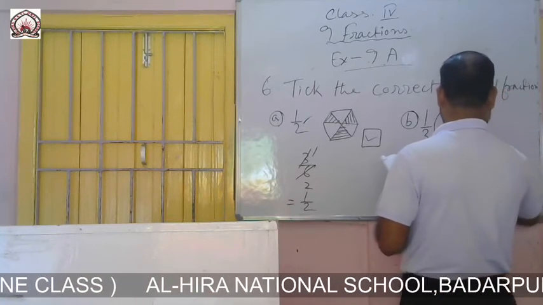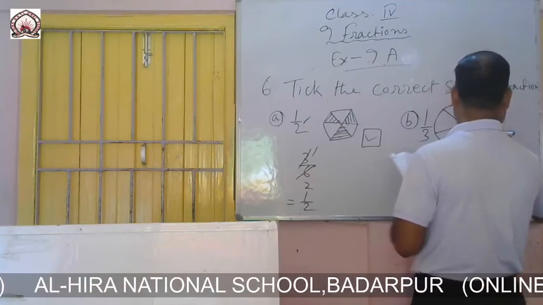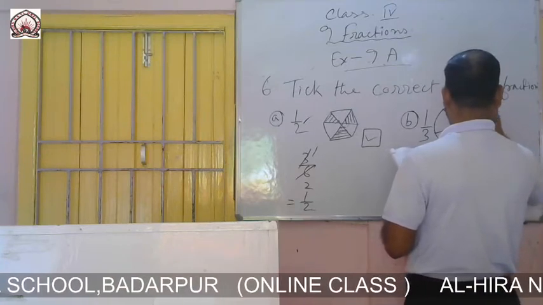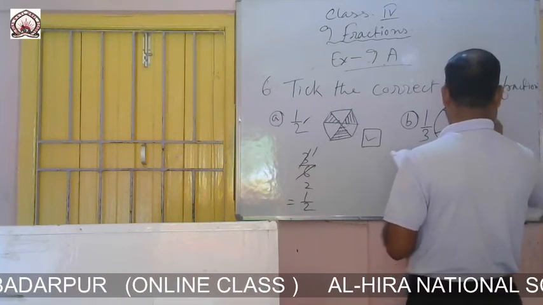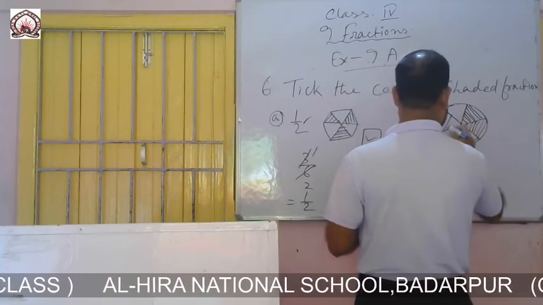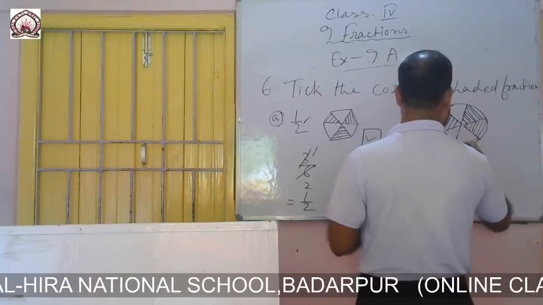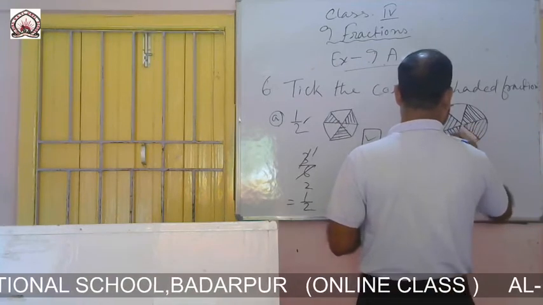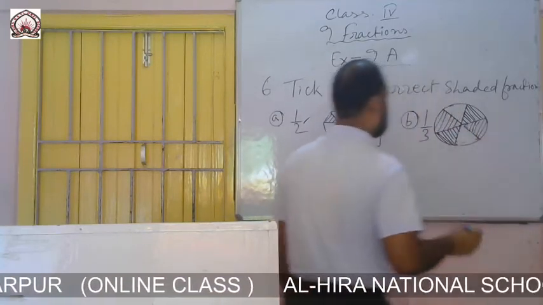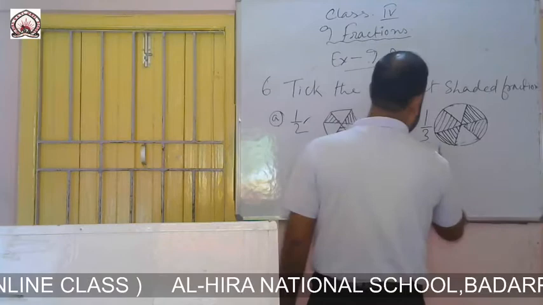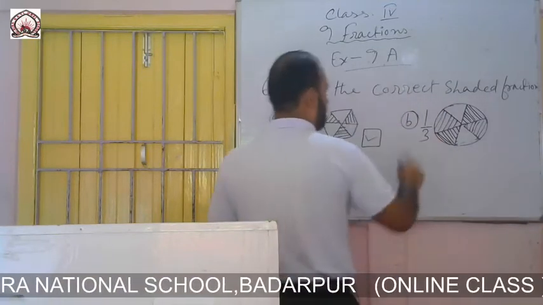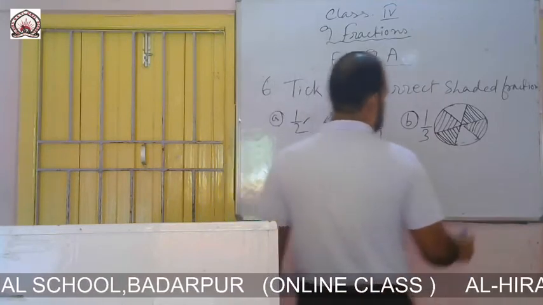Okay, leave this one. 4 parts are shaded. So here the fraction written is 1/3. So now we check whether 1/3 is colored or not.